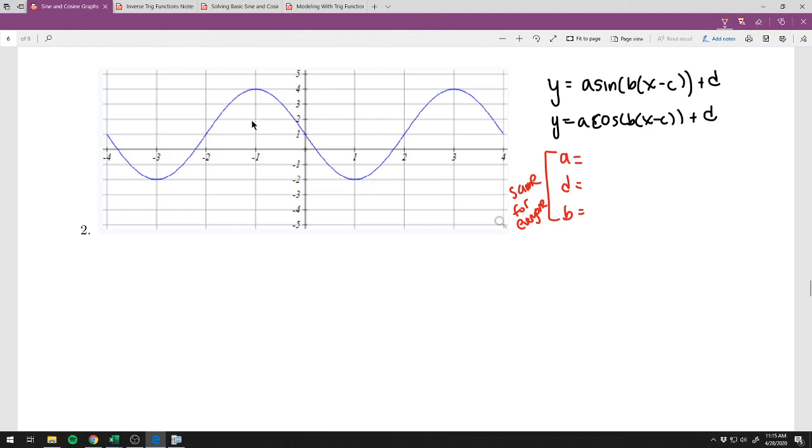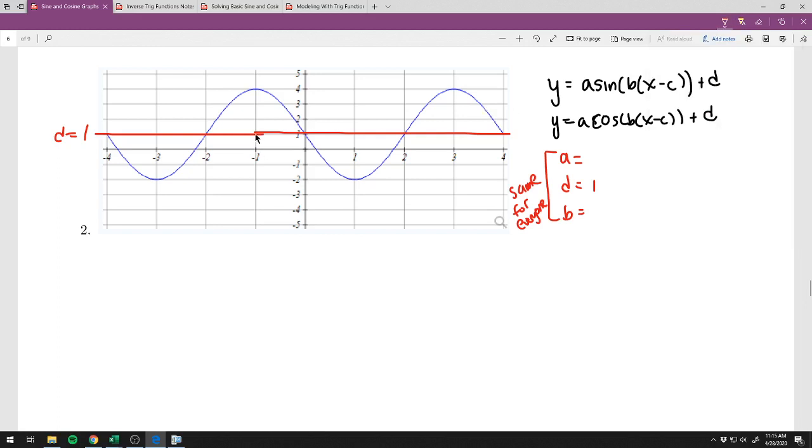Right, so just figure out where is the middle of this graph. Well, halfway between 4 and negative 2 is 1. Now you definitely have to use your eyeballs on some of these, but it's not going to be a fraction number or anything for the midline. It's always going to be a whole number. And we see that the midline is y equals 1, so d equals 1.